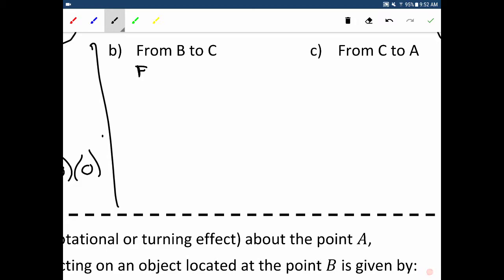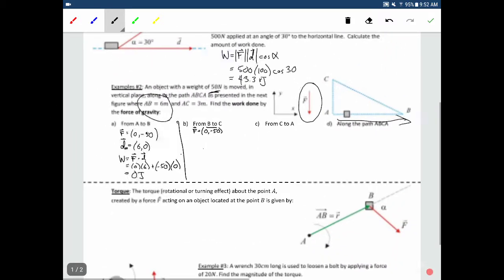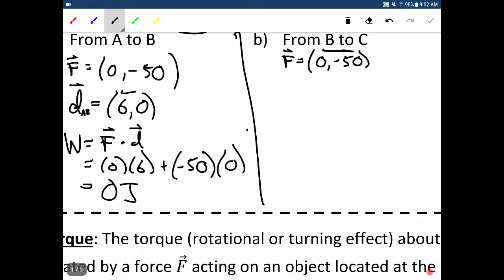So this force is still the same. Okay. That's going to be from 0 to negative 50. Oh, and I should put this. I didn't put my vector signs over these two. I'm sure you all noticed that. There we go. And then we'll go displacement. And this time, because we're going from B to C, this is going to be negative 6 and 3.